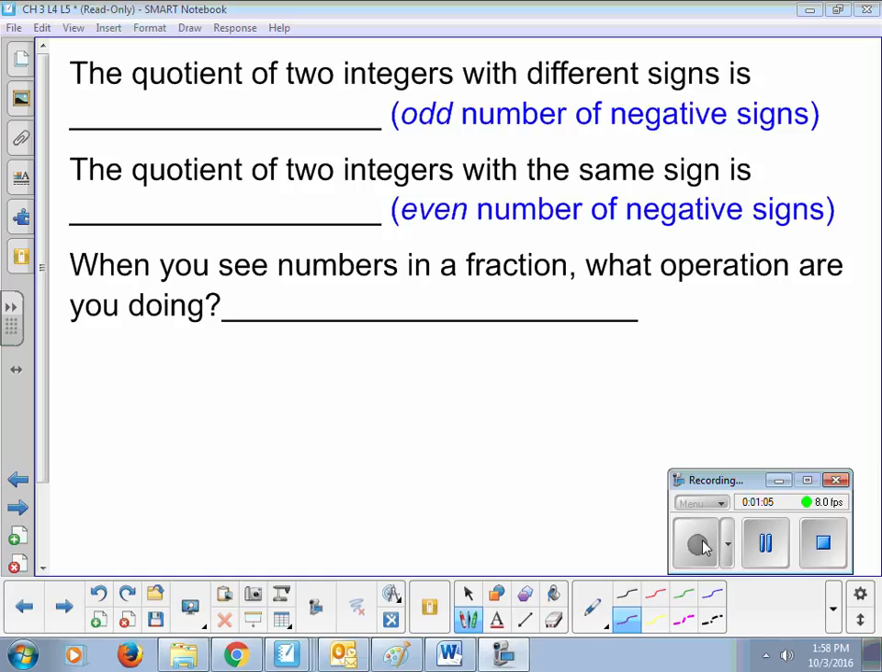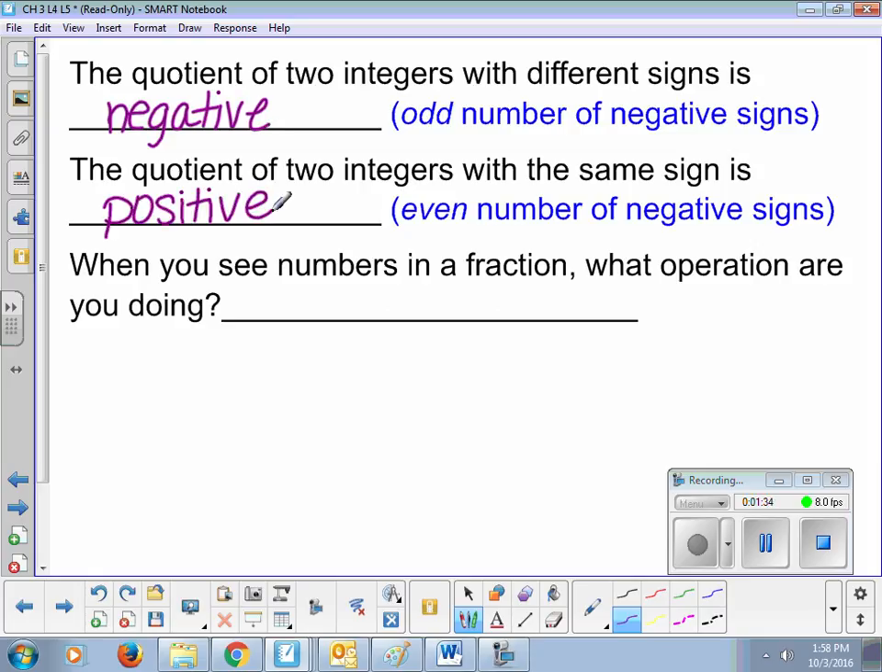Okay, so our rules for dividing integers are the same as multiplying integers. The quotient of two integers with different signs is going to be what? Negative. And the quotient of two integers with the same sign is positive. So just like the last lesson, same sign, your answer is positive. Different signs, your answer is negative.